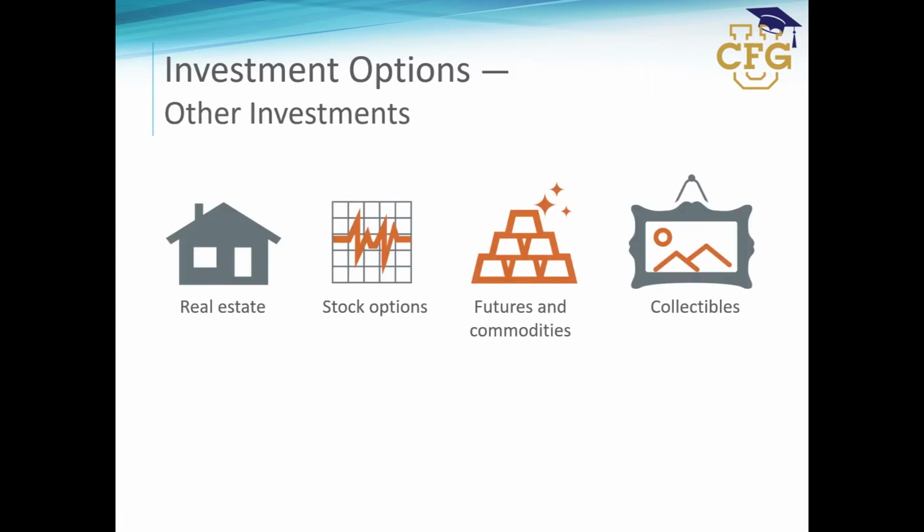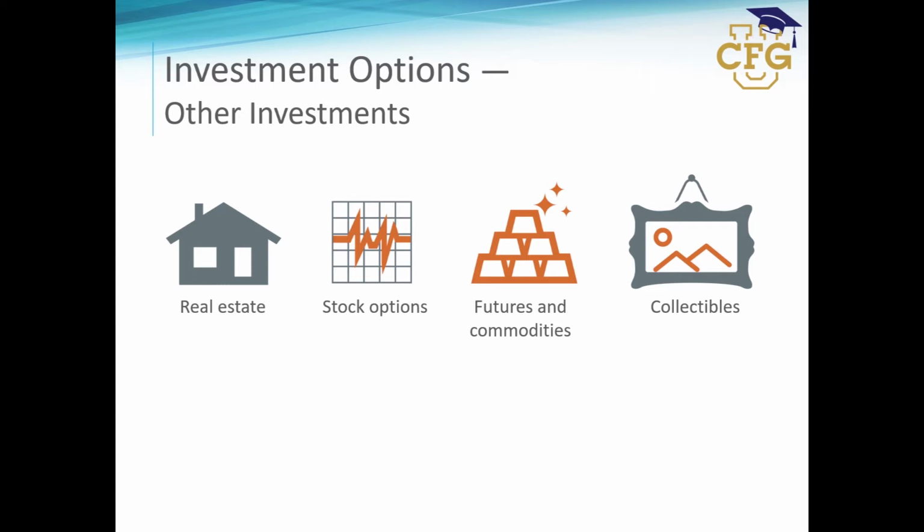Cash alternatives, bonds, and stocks are the three major investment categories, but there are many other options, including real estate, both commercial and residential, or real estate investment trusts. Then there's also stock options, which give you the ability to buy or sell stock without actually taking ownership of the individual shares. And there's futures and commodities, which is basically speculating on the future value of something.